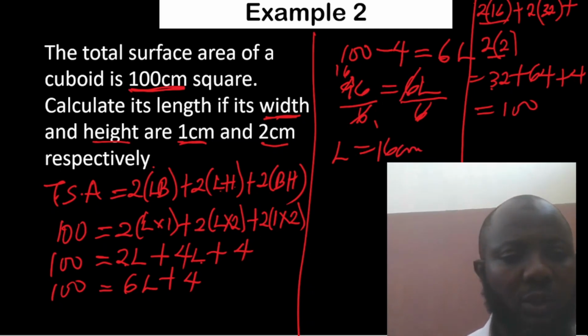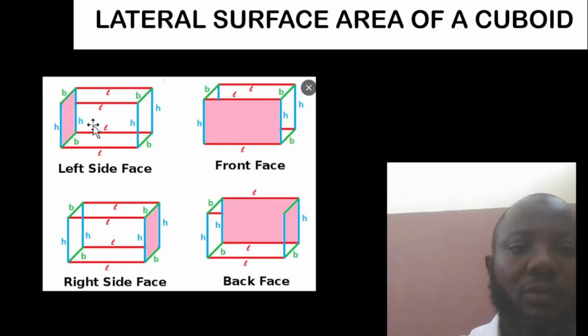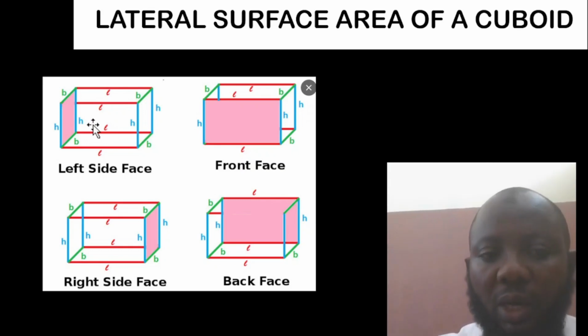The next one is the lateral surface area of a cuboid. The question asks you to find the lateral surface area of a cuboid. The same way I've explained the other one, we are only looking at the sides, so we're not going to add the bottom and the top together.